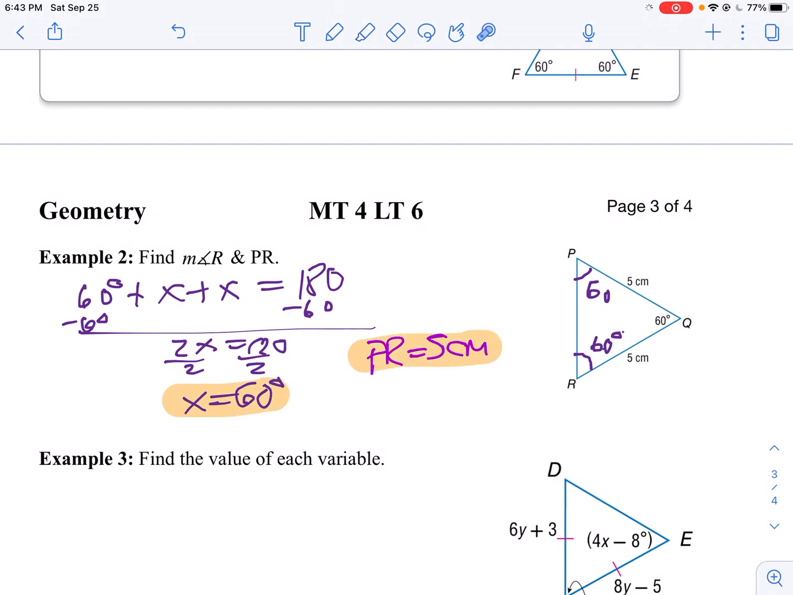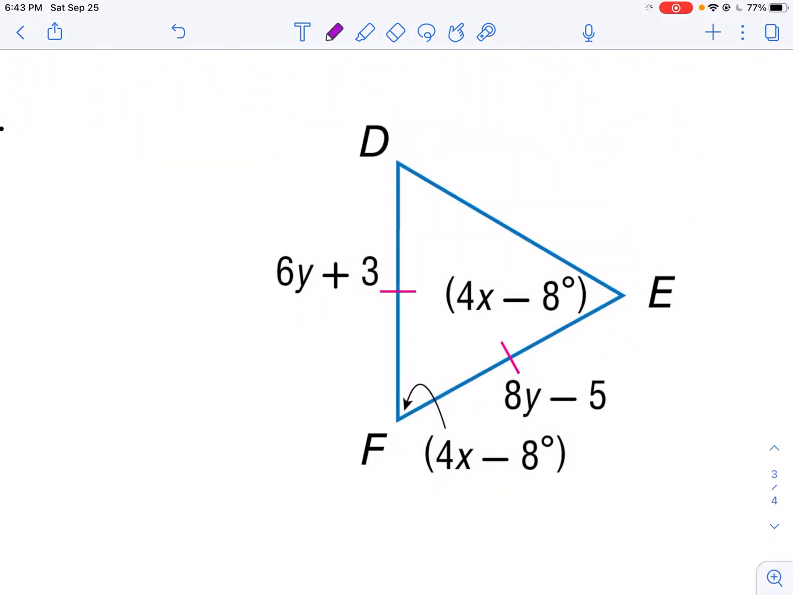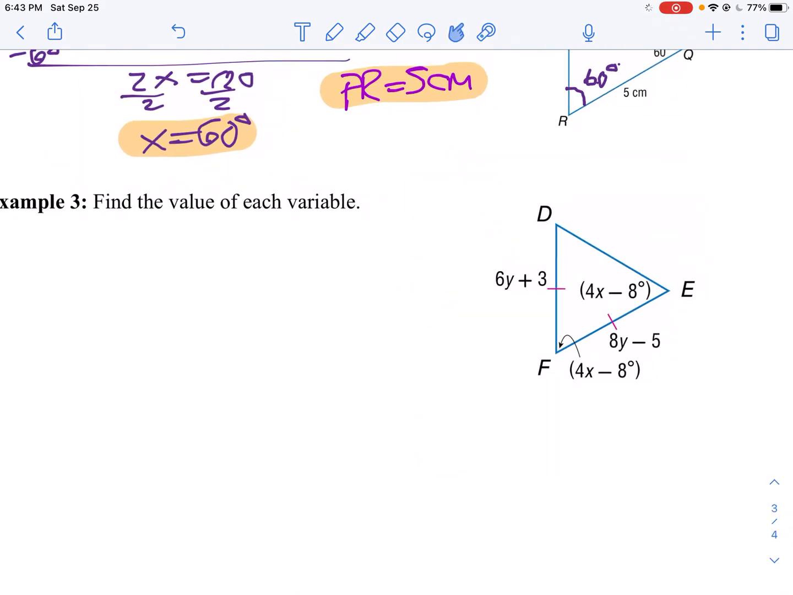Let's take a look at example 3. Once again, I have an isosceles triangle here, don't I? Because we have side FE is 8y minus 5, and side DE is marked congruent. So I can use that fact to solve for y. I'm going to set those two sides equal to each other to solve for y. So I'm going to say 6y plus 3 equals 8y minus 5.